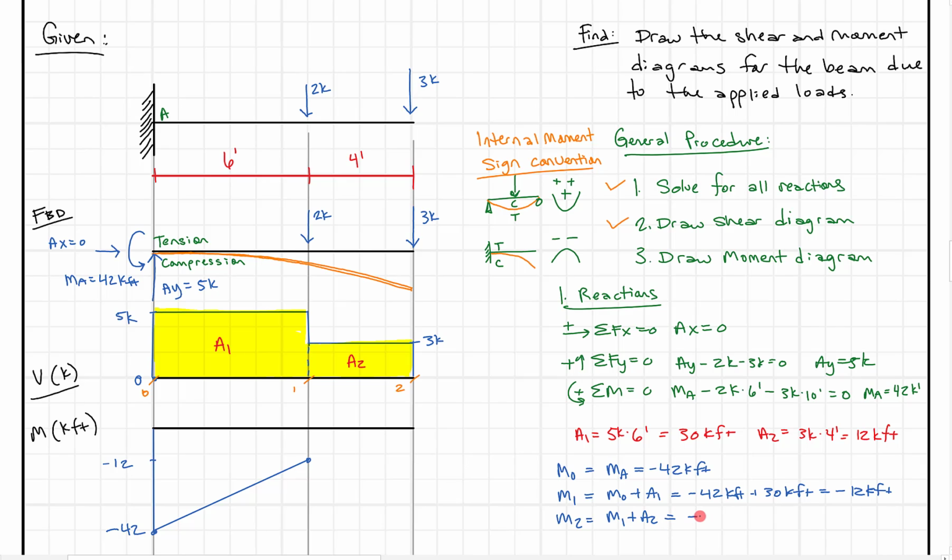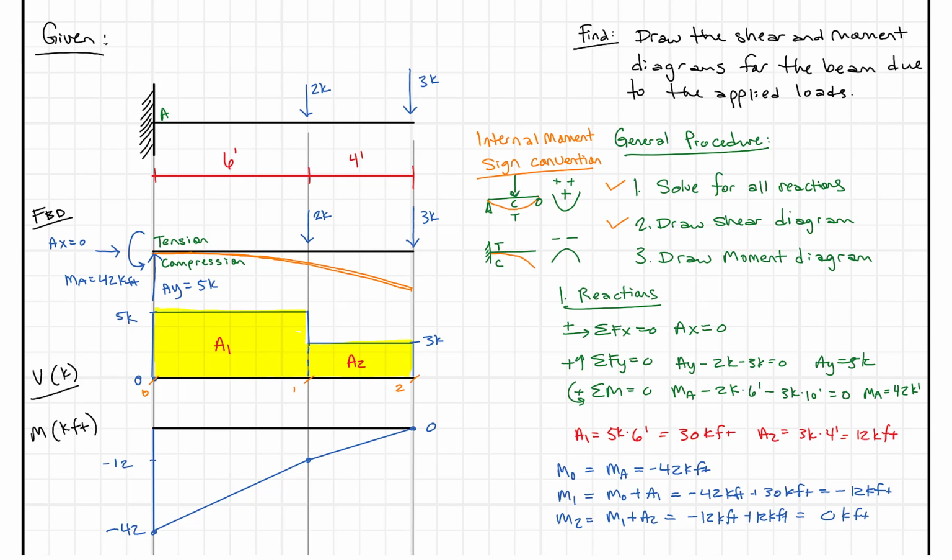M2 is going to be M1 plus A2. And what do we have here? Minus 12 kip feet plus 12 kip feet closes us back to 0. So we know we end back at the 0 point, and that's a good thing. That's where we want to end at the end of this beam. This is a free end of a beam with no applied moment, just a vertical force, so we should end back at 0. So let's draw that line in.